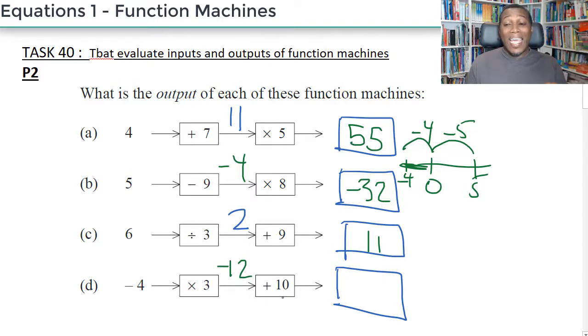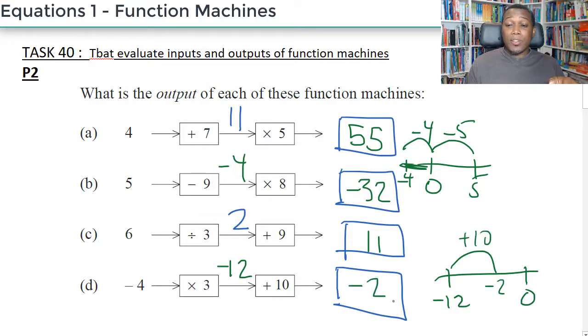Then I've got to add 10, going up on the number line. -12. If I add 10, I'm not going to get to 0, am I? I needed 12 to get to 0, so I'm still 2 away from 0. If I add 10, I get to -2. The answer is -2. Am I right?